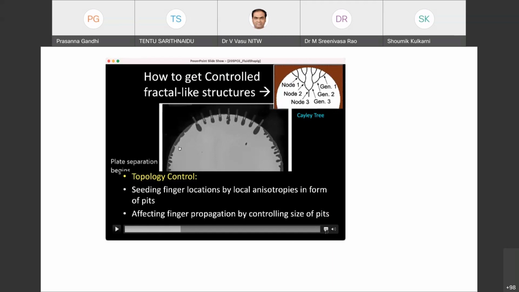And now you see here, where the grooves are not there, the fingers are getting generated in a random fashion here. Okay, you see some fingers coming up here, some fingers coming up here in a random way. We don't know where they'll come. But in the area where these grooves were placed, your fingers are coming only in those places.